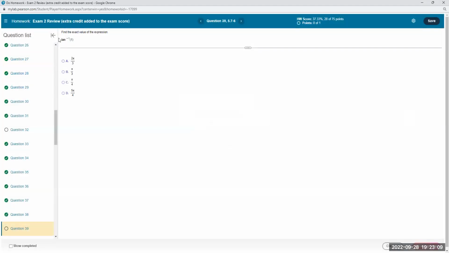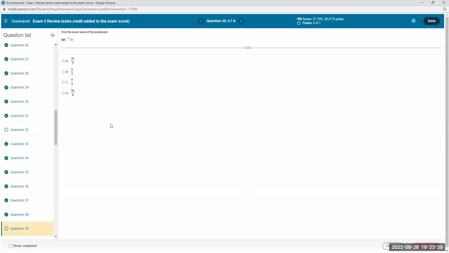All right, find the exact value of the expression tangent inverse of 1. So how are we going to find tangent? When you're looking for tangent on the unit circle, you take the y coordinate and divide it by the x coordinate. In order for that to equal 1, both the x and y coordinates must be equal, so you're taking the same number and dividing by itself to get 1.